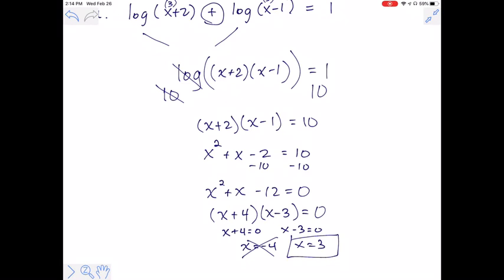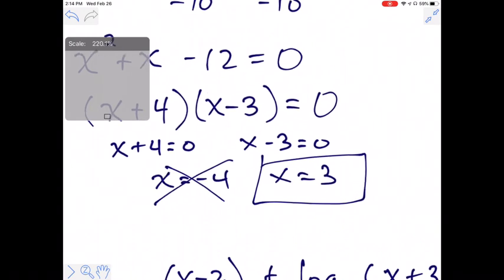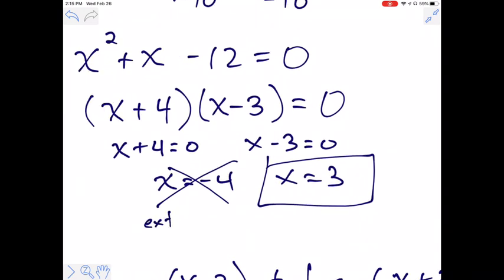The textbook uses a word here for these types of solutions that don't actually work. It's called extraneous. You don't need to write that down, but x equals negative 4 is extraneous.